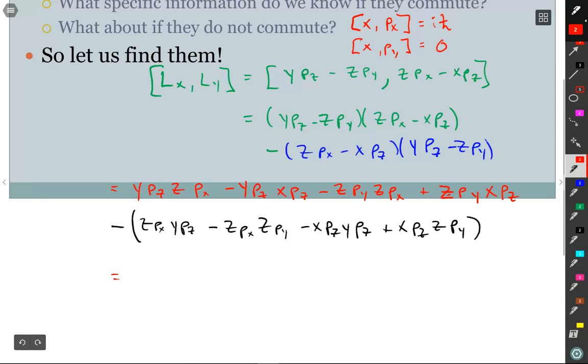I didn't do the p's here. I guess I should do px comma px. What's px comma px by definition? Yeah, 0 because it shouldn't matter. And what about px comma py?